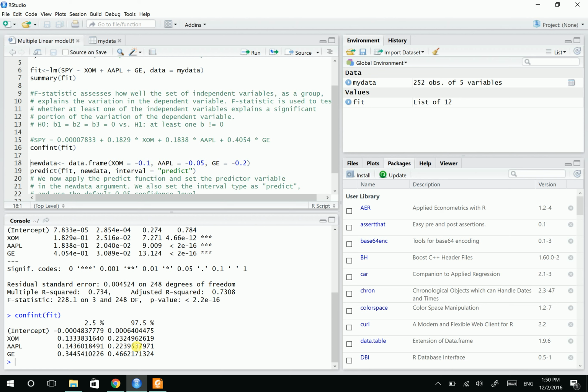And thanks to R, it already calculates the confidence interval, and you don't have to calculate it by hand. And I hope you know how to calculate a confidence interval, because I bet it will be on the test.